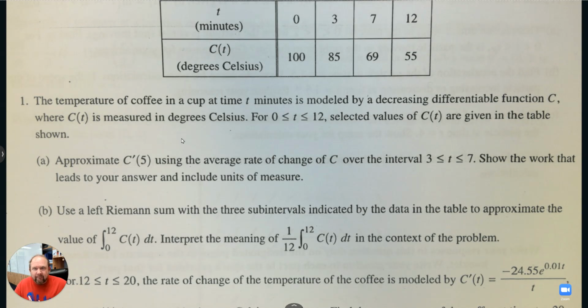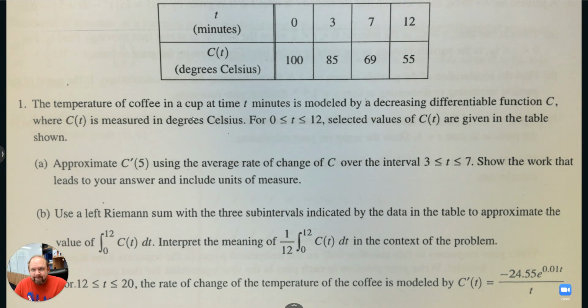All right. And number one, it's a table question. Temperature of coffee is there. It's important to know that this is not a rate. It's just the temperature at each time. And in A, it says approximate the derivative at 5. They even tell you average rate of change. They've never done that before.